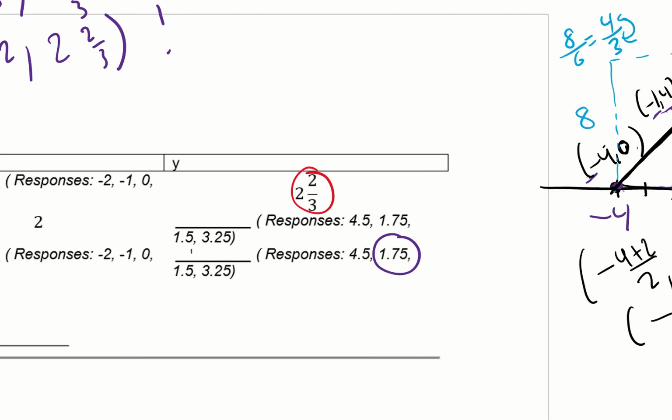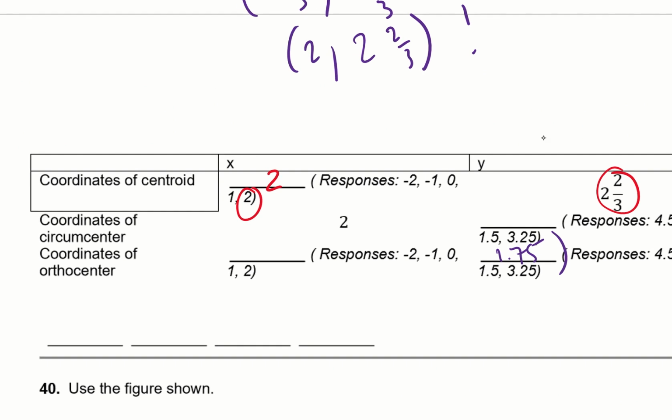So we got 1.75 for my y coordinate. And they already said that it was 2. Oops, this is for this one. 1.75 for the circumcenter, and then 2 for the x coordinate. All right, now let's do the orthocenter.